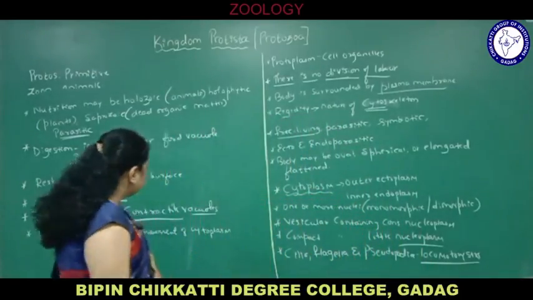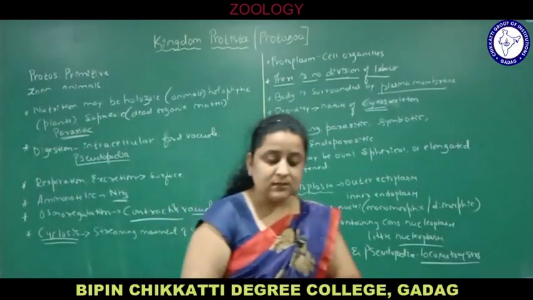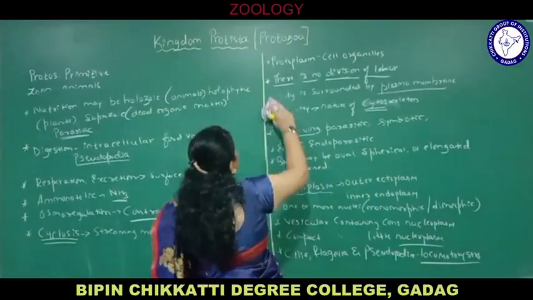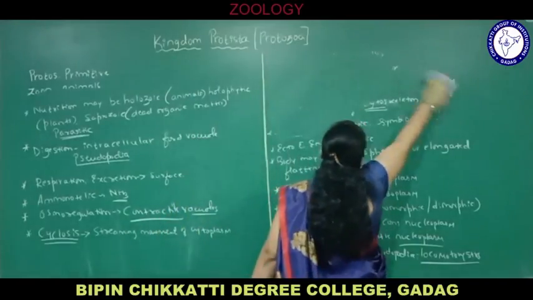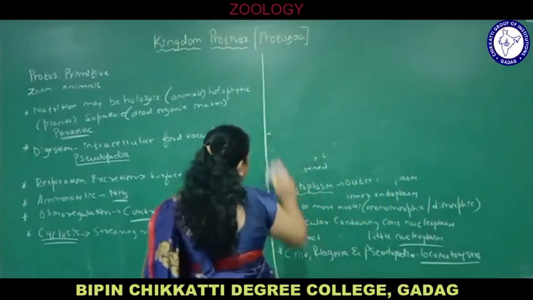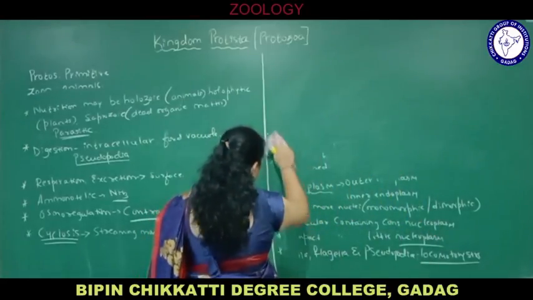Next, these protozoans are very sensitive to different environmental conditions. Now we will see which are those. They are sensitive to temperature, touch, light, and chemical substances.